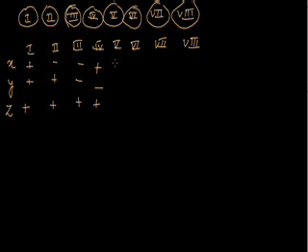Sorry. In the fifth octant, X and Y are positive, Z is negative. In the sixth octant, X is negative, Y is positive, and Z is also negative. In the seventh octant, X, Y, Z, all three are negative. And in the eighth octant, X is positive, Y is negative, and Z is negative. So in the first four octants Z has to be positive, and this is what we study when we are studying only quadrants.